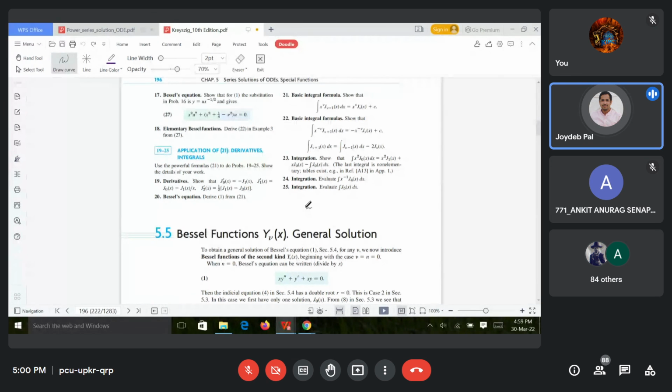Okay, that's all about Bessel's function and chapter 5. So that is the end of chapter 5, Bessel function.